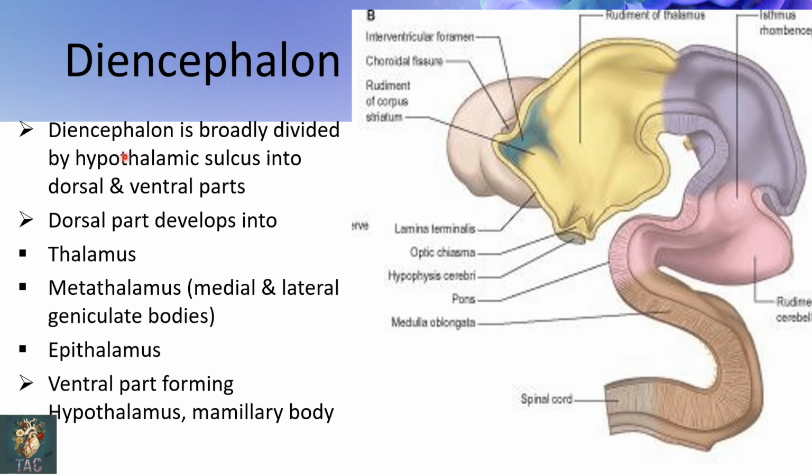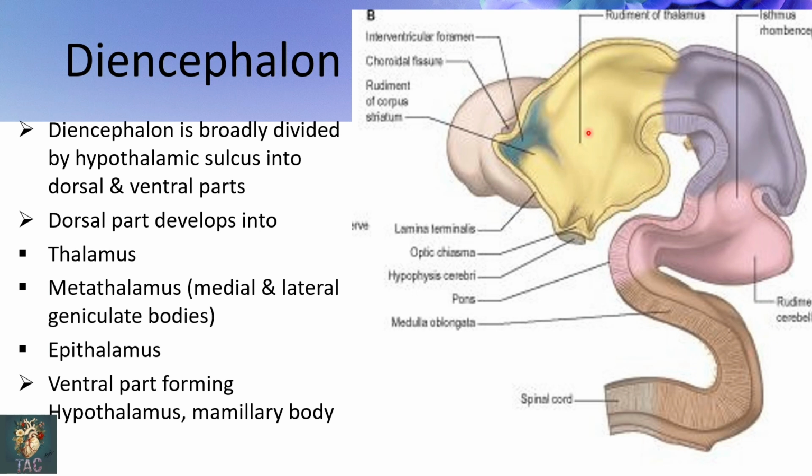So what is the diencephalon? That is broadly divided by the hypothalamic sulcus into dorsal and ventral parts. So this is the hypothalamic sulcus, and this is divided into dorsal part and ventral part. The dorsal part forms the thalami, the metathalamus and the epithalamus, and the ventral part will form the hypothalamus and the mammillary bodies. So these are the different parts of the diencephalon.